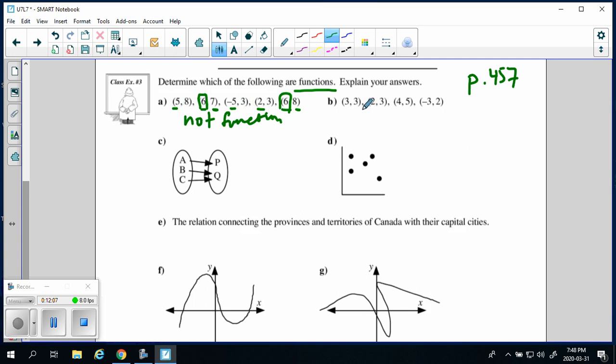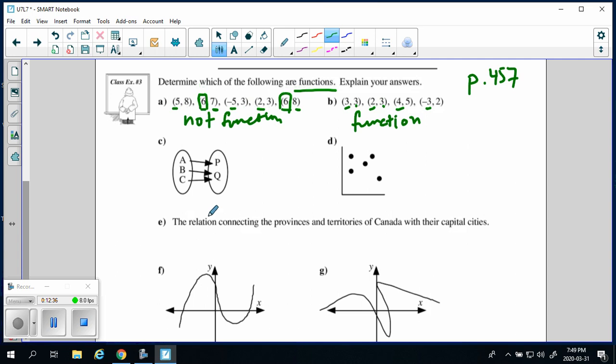Let's look over at this one. So again, we're looking for duplicates of x values. It does not look like we have duplicates of x values. Now, some students might say, okay, but what if we have duplicates of y values? Like the number 3 is duplicated in the y. Doesn't matter if it's duplicated in the y. If it's not duplicated in the x, and we have all unique x values, then this is a function.